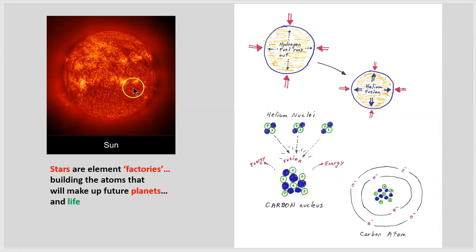Here we see our sun on the left, and we want to think of the sun and the rest of the stars as element factories. They're going to be building the atoms that will make future planets and life, at least as we know it on one of those planets. So how does a star make a heavier element? Well, let's go up here to this diagram.